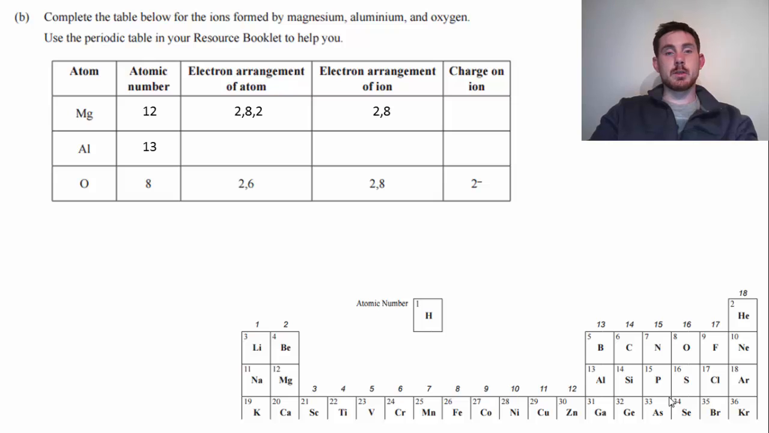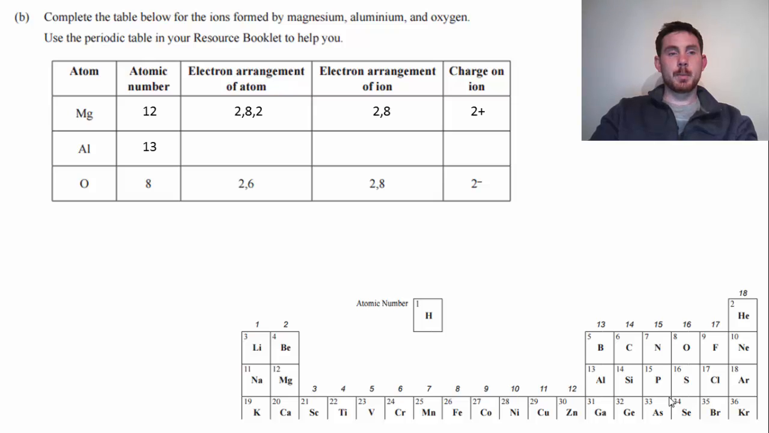And then the charge on the ion, because the magnesium has 12 protons, but as an ion it only has a total of 10 electrons, that means that it has 2 more protons, so 2 more positive charges that aren't accounted for by the negative charges, so it's a +2 charge, or 2+.